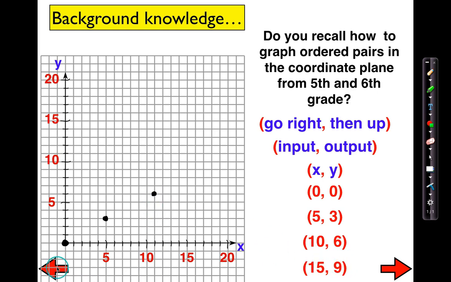15 comma 9. At one point you're going to start realizing, okay, I can count all the way to 15, or I can just see that here is a marker for 15. And then if I want to go up to 9, here, 1, 2, 3, 4, 5, 6, 7, 8, 9. So here, I can graph them, and I can just go ahead and connect the points, and that would be my line.